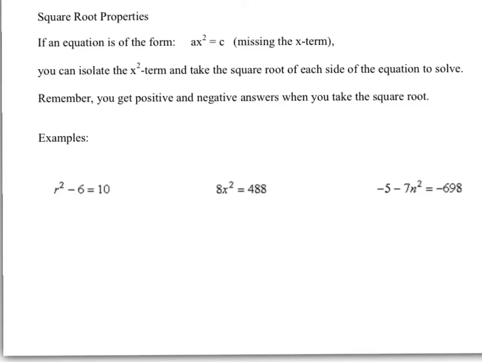Now this is another method of solving quadratic equations, but it's unique to the situation where the equation has an x squared term, which makes it quadratic, but you're missing the x term. So for example, down here we have an r squared, an x squared, and an n squared, and that's the only thing present in terms of the variables. What that allows us to do is isolate the x squared term, take the root to undo the square, and that would solve our equation.